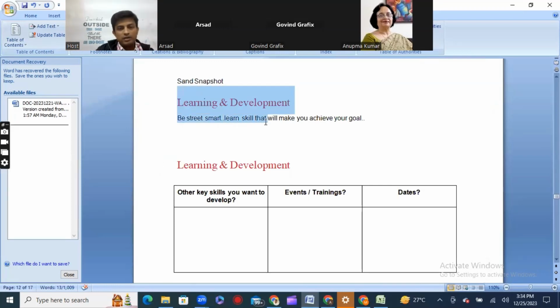So learning and development: you have to be street smart, learn skills that will make you achieve your goal. This is very important. You have to keep learning, and you have to be street smart, because technologies are changing very fast nowadays. Everything that you think will happen. I was thinking previously to find a software that can send automatic friend requests, and then automatically message you. So everything now is possible.